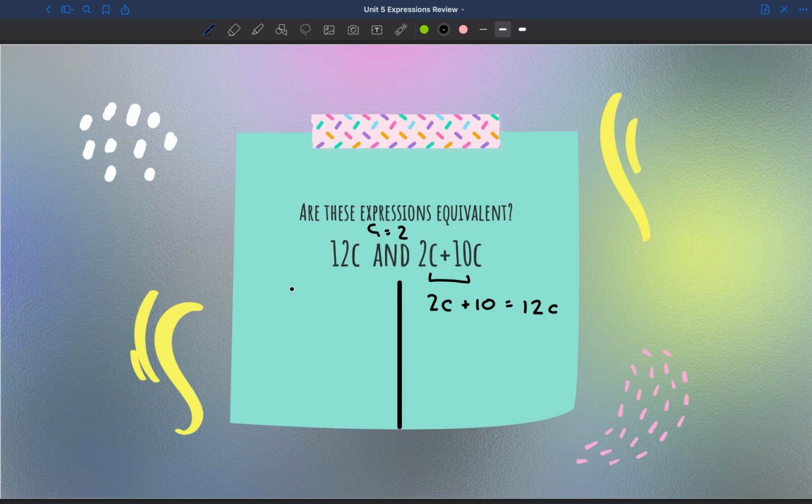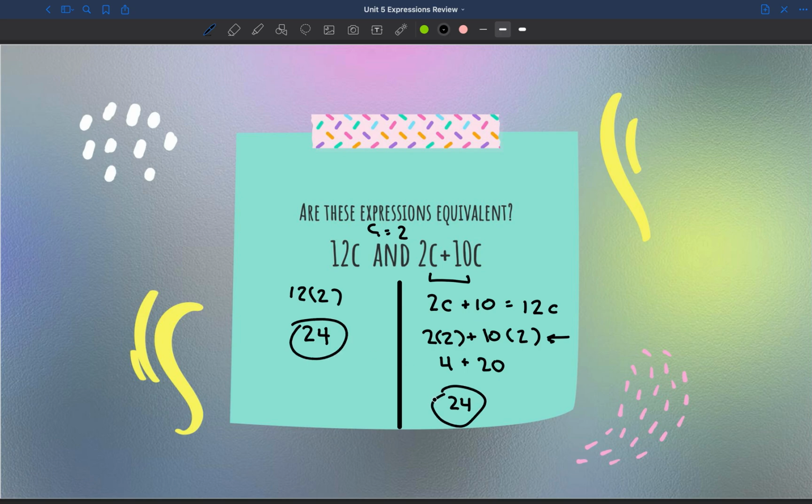So we'll do 12 times 2, and then we would have 2 times 2 plus 10 times 2. So we're going to work out this one right here first. So 2 times 2 gives us 4, plus 10 times 2 gives us 20, and 4 plus 20 gives us 24, and then 12 times 2 gives us 24. And since they both are the same answer, they are equivalent expressions. So yes, they are.